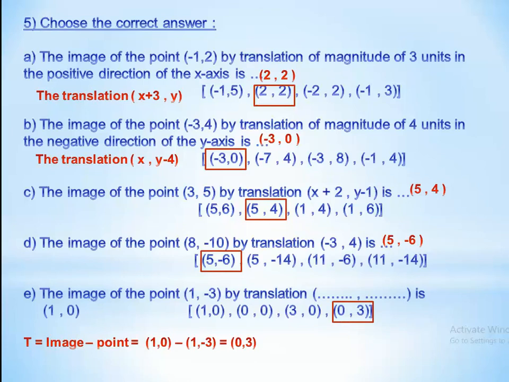Okay, we can check our answer. So 1 plus 0 equals 1. Negative 3 plus 3 equals 0. So the answer is right: 0 and 3. Okay, let's see how we can make the translation on the coordinate plane.